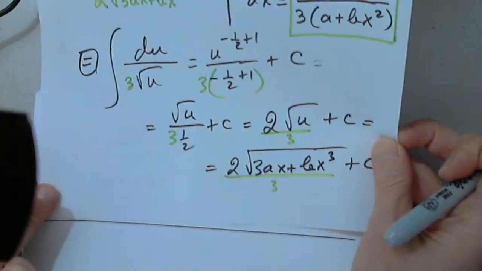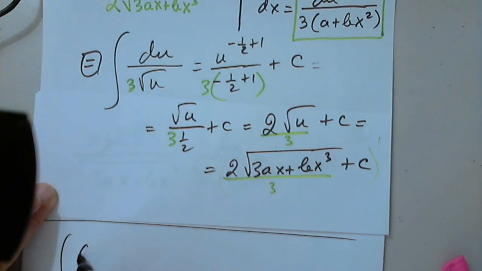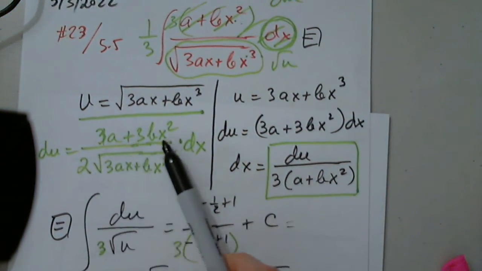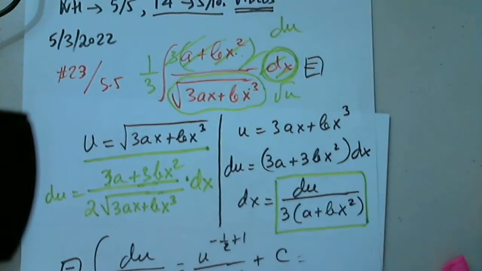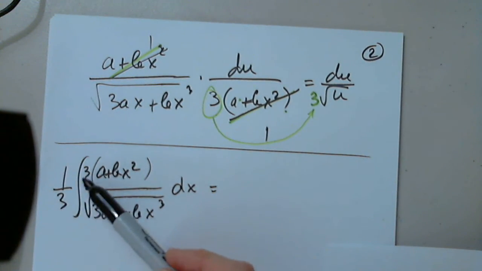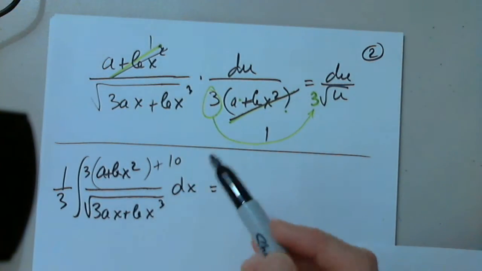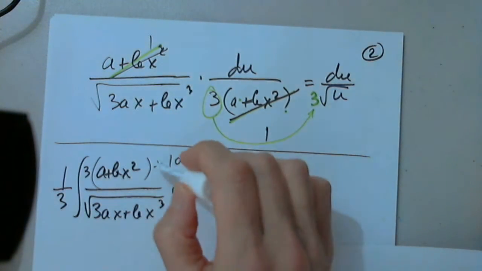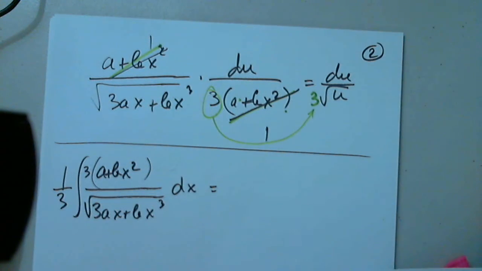So we have the integral from a plus bx squared over the square root of 3ax plus bx to the third and dx. And we have du, which is the same thing with this, but with the 3 in front. That's all there is. Don't be afraid to make up a factor. You cannot add 10. That's not possible. You cannot subtract something, but a factor is always easy. We can multiply and divide by that number without any change.